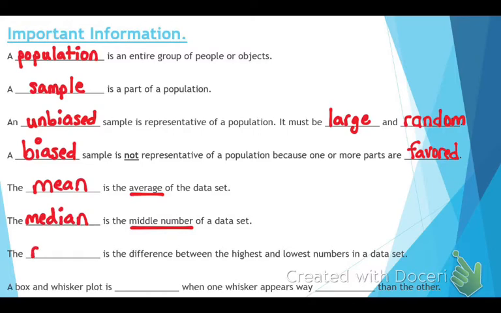Next up, the range is the difference between the highest and the lowest numbers of a data set. Another phrase that we've used, I want you to write this in red pen off to the right, is the IQR. The interquartile range is another word for the range. Finally, we talked about box and whisker plots, and we found out that some are skewed and some are not skewed. In this case, a box and whisker plot is skewed when one whisker appears way blank than the other. What is that? Bigger. Bigger or longer. Okay, so it has one short whisker and then it has one long whisker.